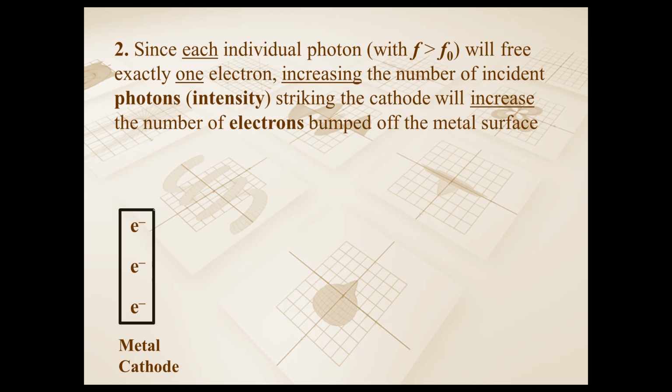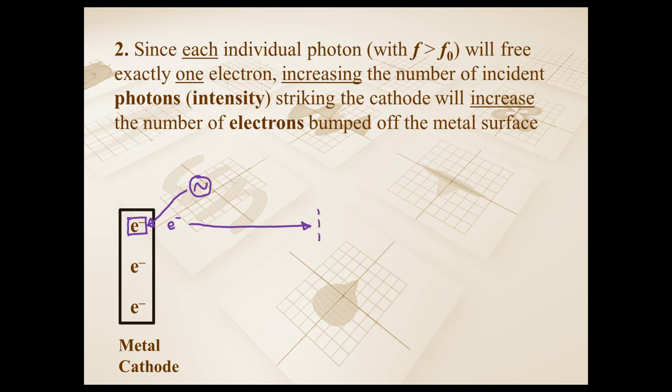We'll say the metal cathode is just made up of 3 electrons. This is a drastic oversimplification. So here's my photon of light, and I'm shining it. One photon of light can free 1 electron. So if this photon has enough energy, it's above the threshold frequency, it can free this electron, and then this electron would go across the cathode ray tube and then through the ammeter.